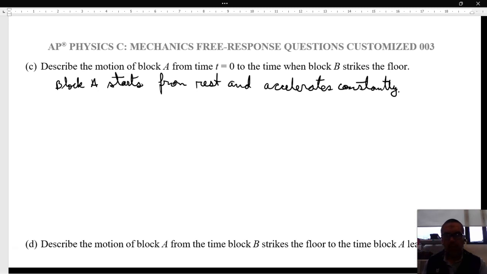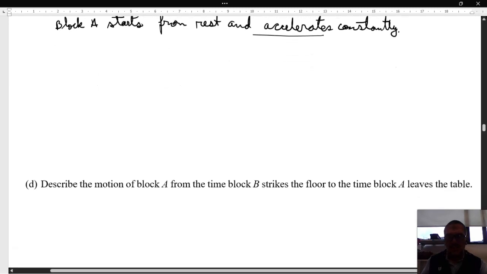A description of motion has to say that it moves, that is implied in the word accelerates, and of course, in this case, it is necessary to say that the velocity is changing due to the fact that the block is not in equilibrium.